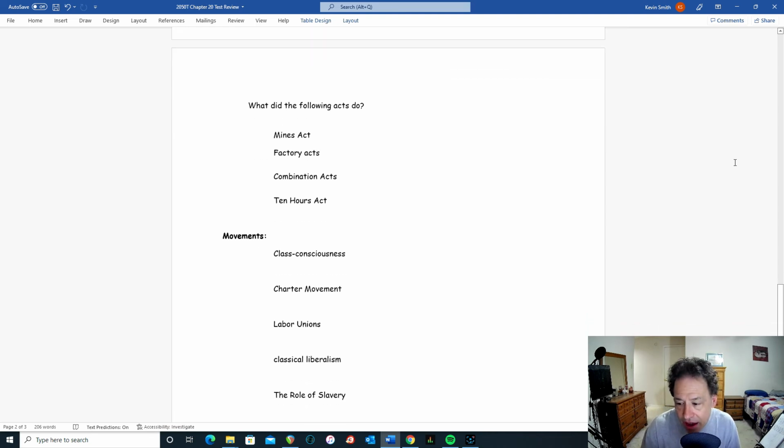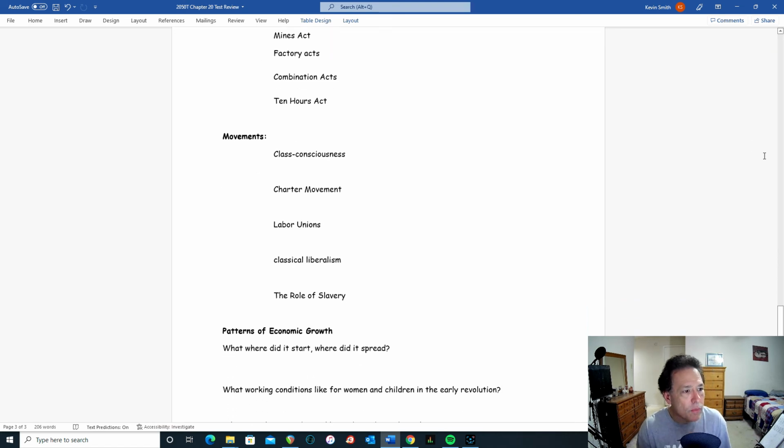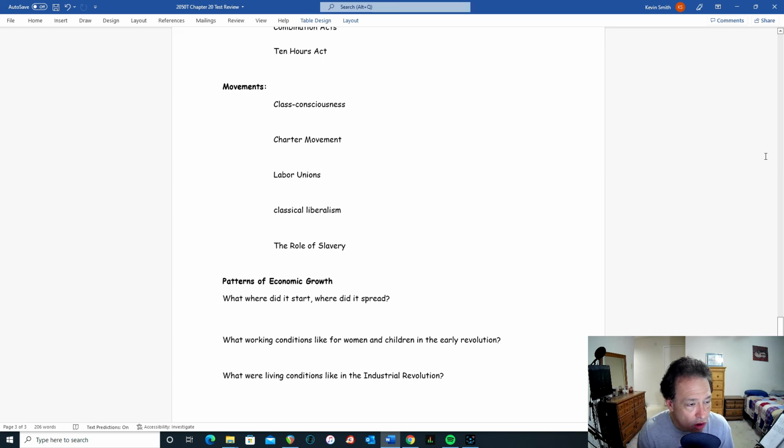The 10 Hours Act was an act in which factory owners were limited to making workers work a maximum 10-hour day. And this gave rise to, for example, different shifts. You had the day shift and the night shift and mid shifts because they couldn't work you from can't see to can't see. And so some of these movements as a result of the Industrial Revolution.